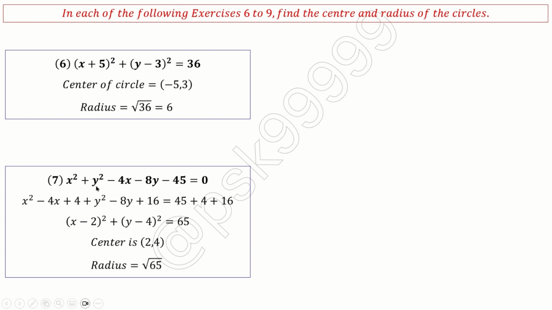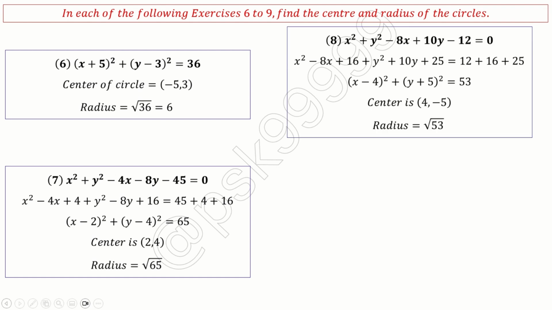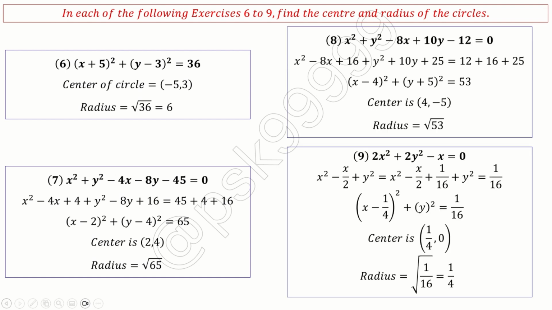Then for y I require y square minus 8y, I need plus 16, and the 45 I am taking to the other side and adding whatever I added, 4 plus 16. So this becomes x minus 2 whole square plus y minus 4 whole square equal to 65. This is nothing but square root of 65 whole square. So the center is 2 comma 4 and the radius is square root of 65. Similarly you can solve the other two problems in these straightforward questions.